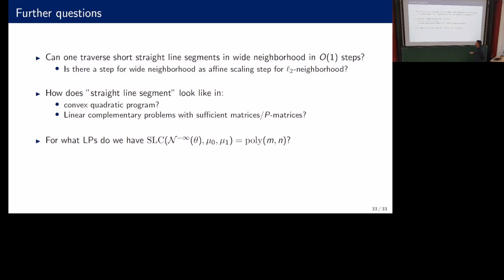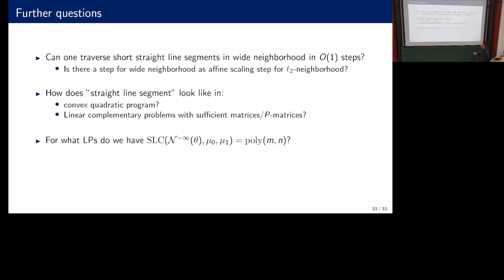Perhaps I can end my talk with some further questions. So the first natural question to ask is, can one traverse over those short straight line segments in the Y neighborhood in constant many steps? Well, for the long step, we know this can be done because a single trust region step takes you all the way down to the end of the segment. But for the short step, this is not clear. We just use the robust IPM to traverse over them.